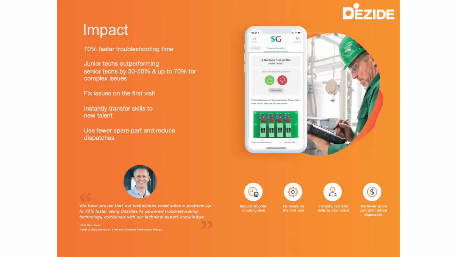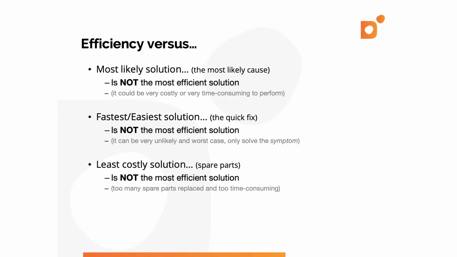So I talked about efficiency versus some of the other solutions out there. One of the other approaches is to say, well, let's take a look at what is the most likely solution. But the most likely solution is, per definition, only that, the most likely solution. It can actually end up taking a lot longer to solve the problem when we're comparing it to the most efficient one. So let's take a look at another approach.